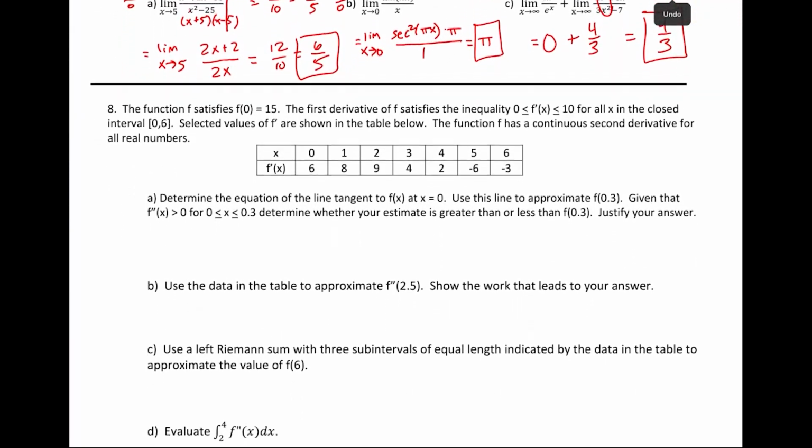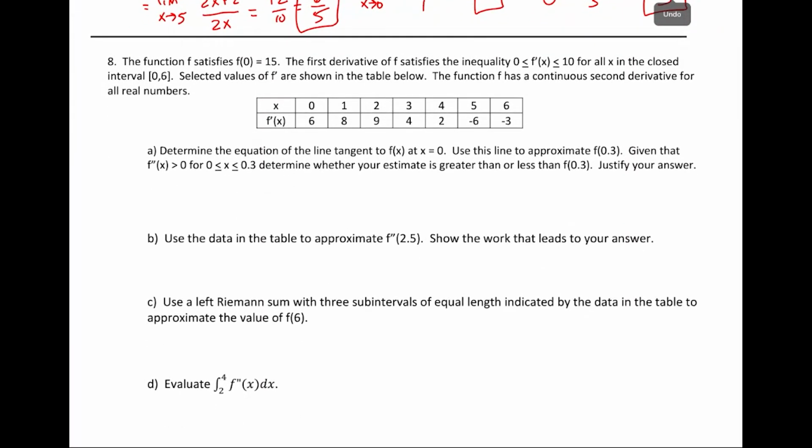Okay, number 8 says the function f satisfies f of 0 equals 15. The first derivative of f satisfies the inequality. So basically it's saying the derivative is between 0 and 10 for all x on the closed interval 0 to 6. Selected values of f prime are shown in the table. The function f has a continuous second derivative for all real numbers.